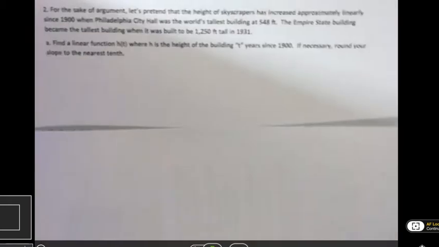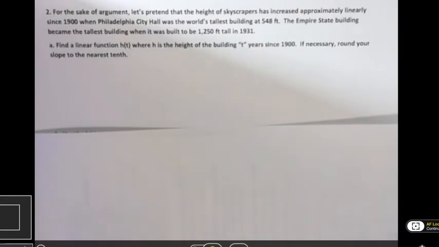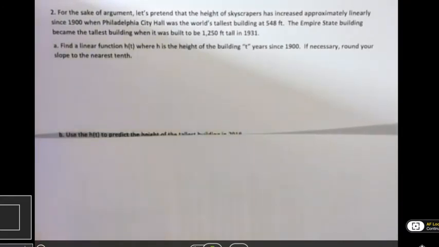Okay, the second example is a word problem. And in this one, you have to find the equation of a line that fits a particular scenario. So this one says, for the sake of argument, let's pretend that the height of skyscrapers has increased approximately linearly since 1900, when Philadelphia City Hall was the world's tallest building at 548 feet.